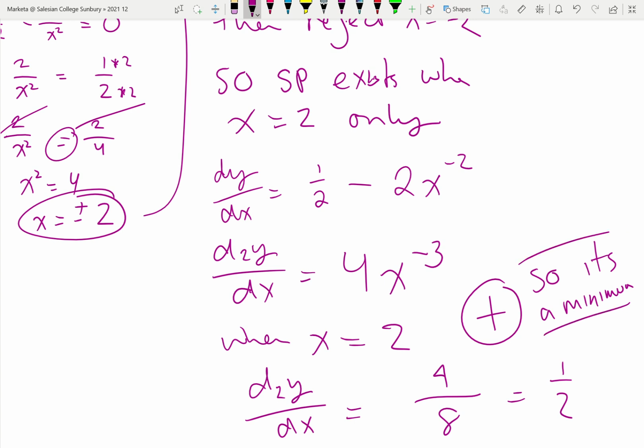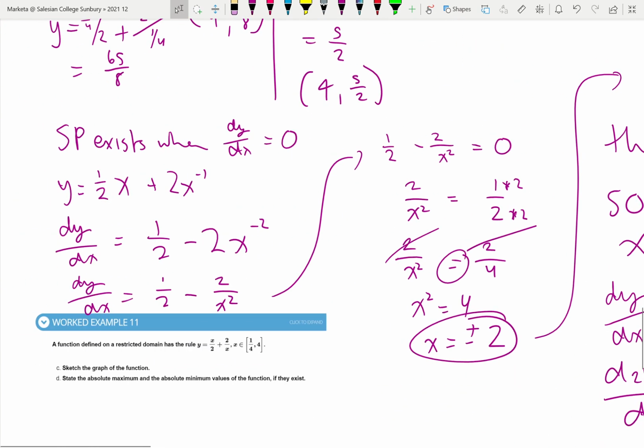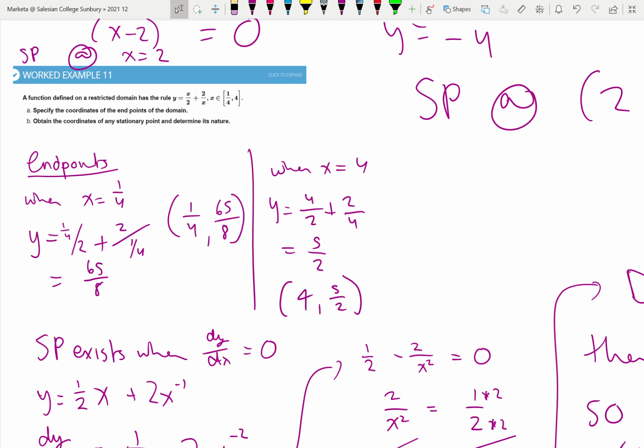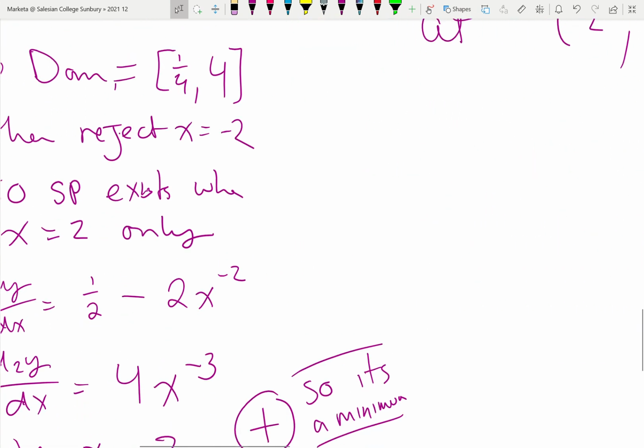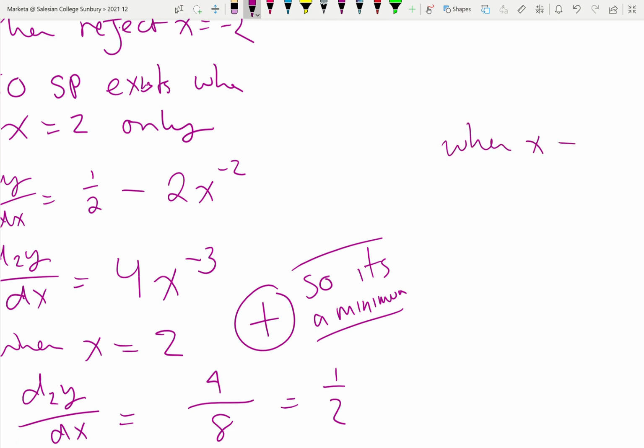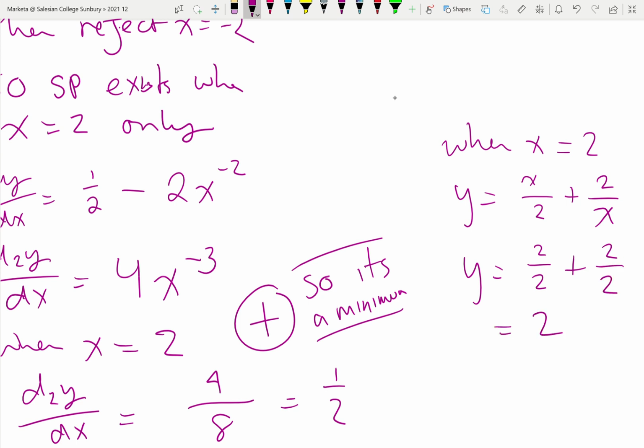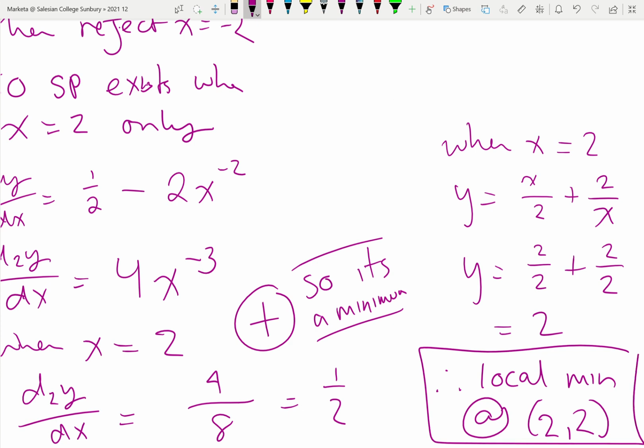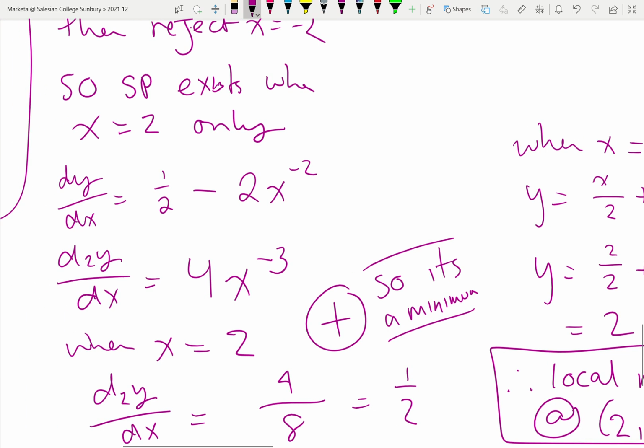Now recall that we have not found the corresponding value of y yet, so we will do that. Let's see, it takes a lot of working out here. y equals x over 2 plus 2 over x. So when x equals 2, y equals 2 over 2 plus 2 over 2, which is 2. So the stationary point, and we can say it's a local minimum, is at 2, 2.